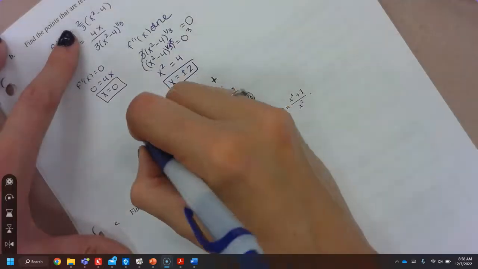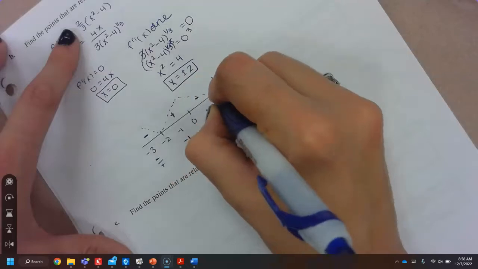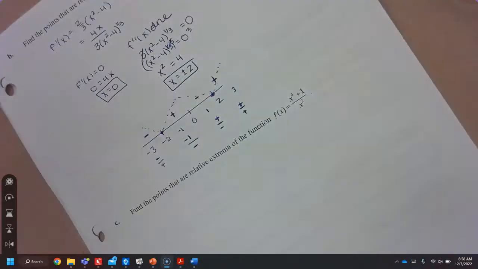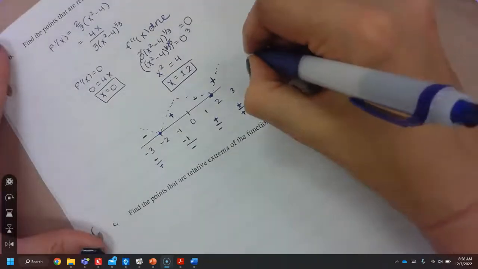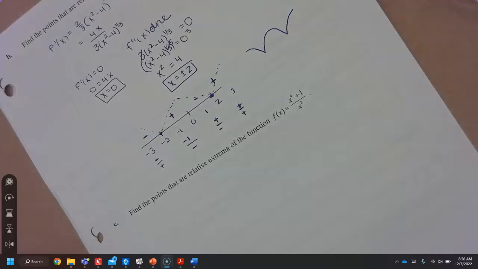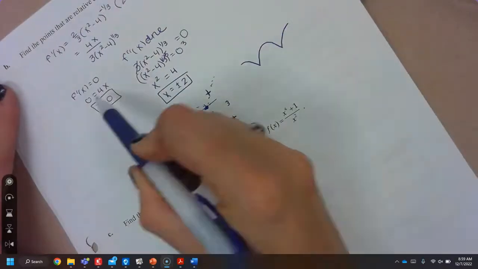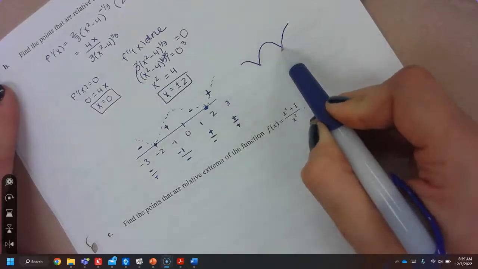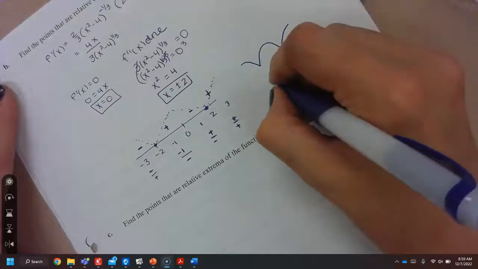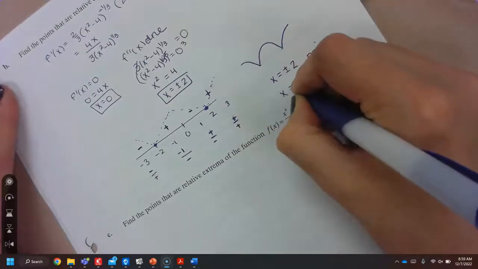So the graph goes down, up, down, up. So at -2 and 2, those are my cusps. So this is like my little wingbird. That's kind of what the graph is going to look like. The 0 is going to be smooth because it's differentiable. The -2 and 2 are cuspy. Does that make sense? So then -2 and 2 are my mins, and 0 is my max.